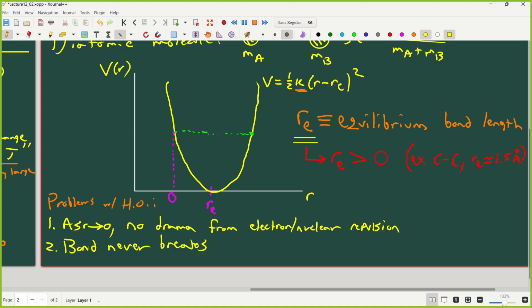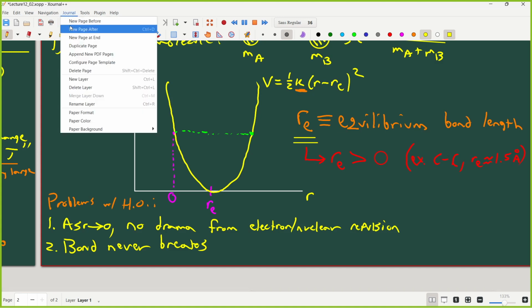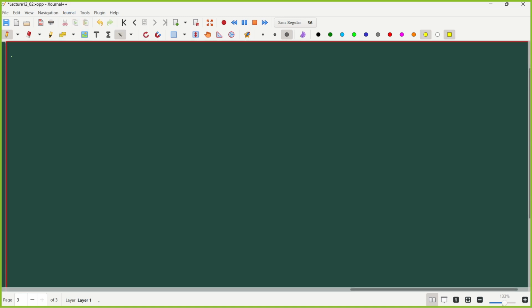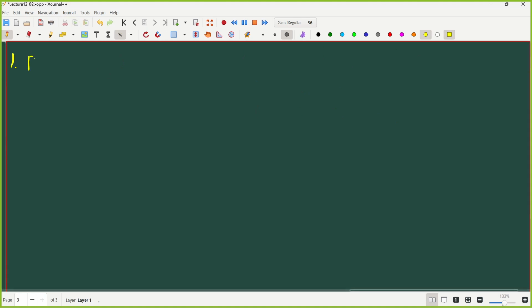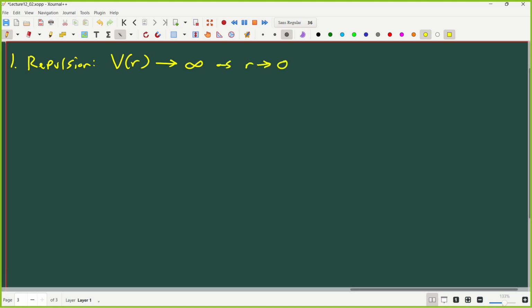Okay, so let's brainstorm a new potential. So what do we want? Well, we want repulsion, right? Which means that the potential as a function of R should go to infinity as R goes to 0. All right, the atoms will never perfectly overlap each other. So let's just make sure they never do that. So we'll basically say it's impossible for them to ever be overlapping. The closer they get together, the harder and harder it is for them to push together.